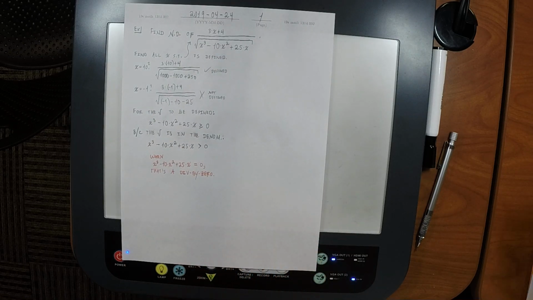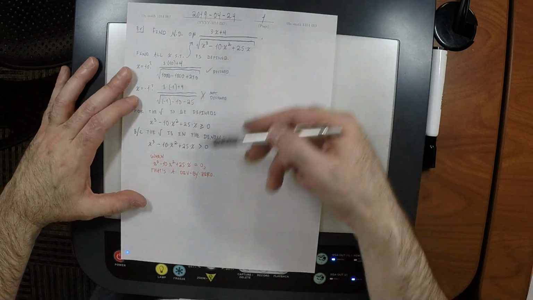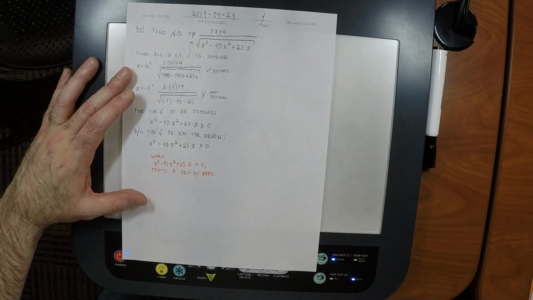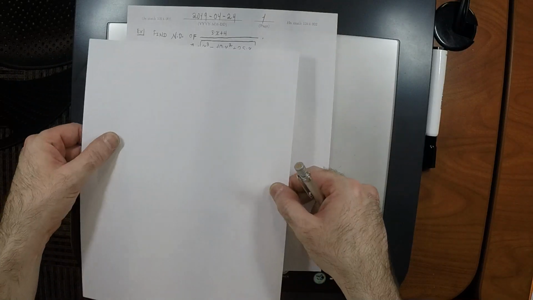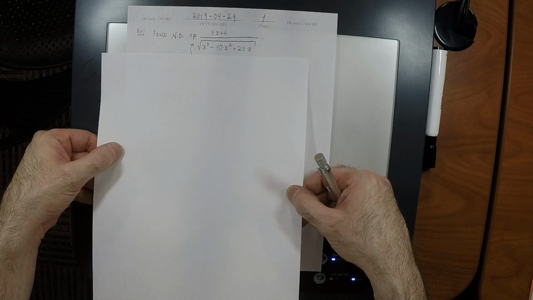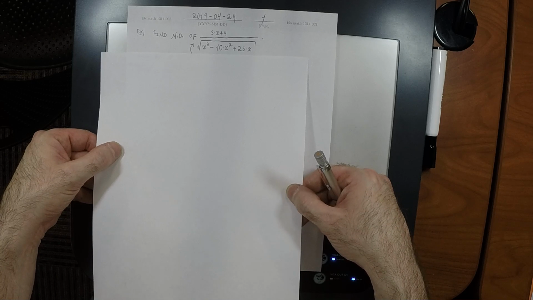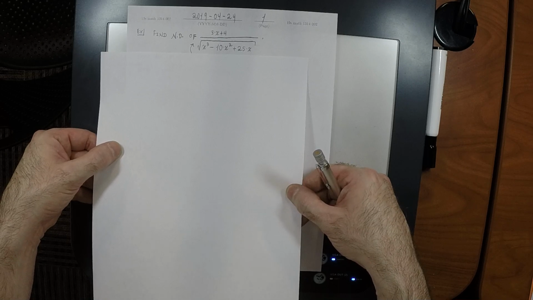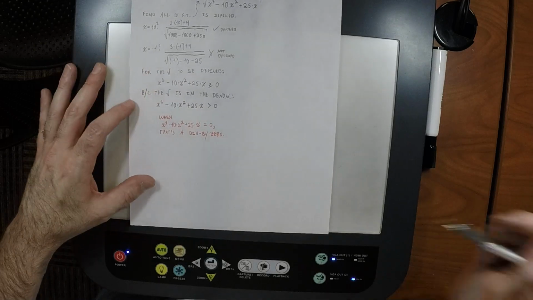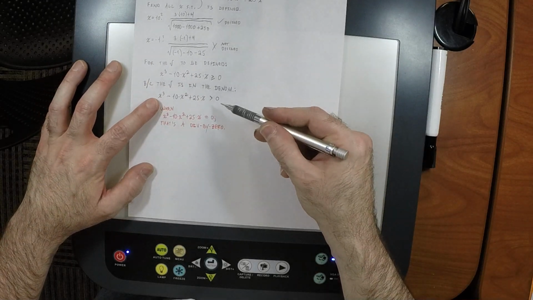So after this consideration, the statement of the question is, find the natural domain of that expression. That's the question. And then after these considerations, we've come to the conclusion that what we must do is we need to solve this inequality.